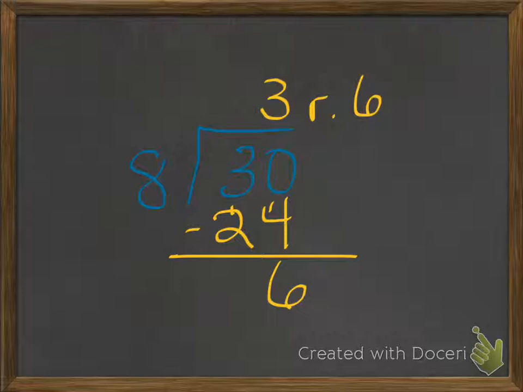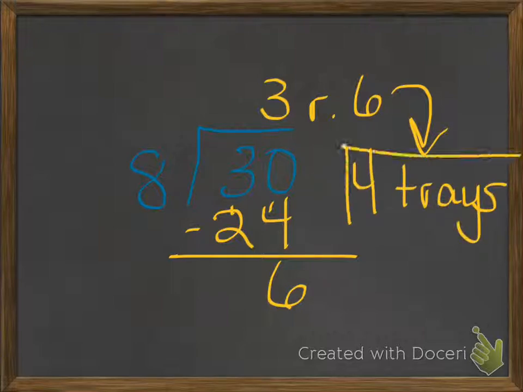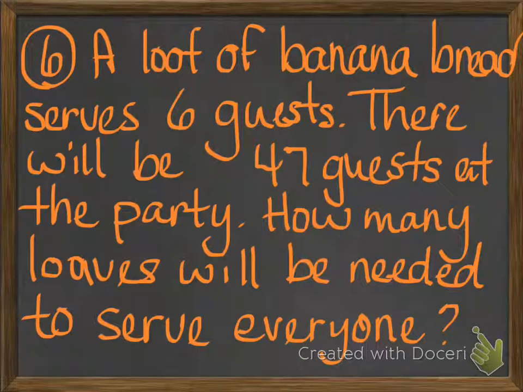I forgot what I was putting on the trays. Sandwiches. With 6 sandwiches left over. So if I have 6 sandwiches left over, that means I'm going to need 1 extra tray. So I'm going to actually need 4 trays. I'm going to box my answer. Okay? Let's try another one.